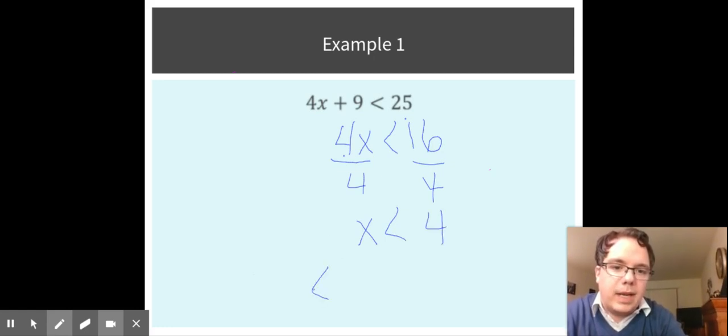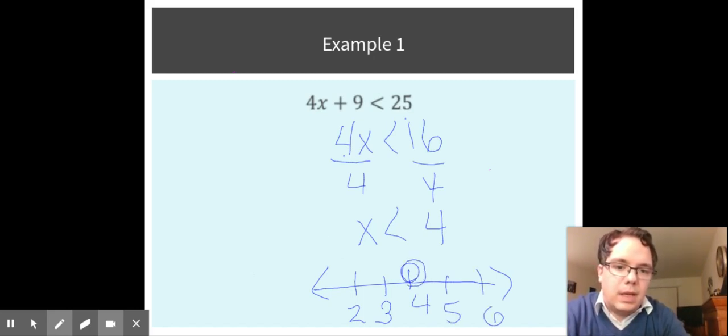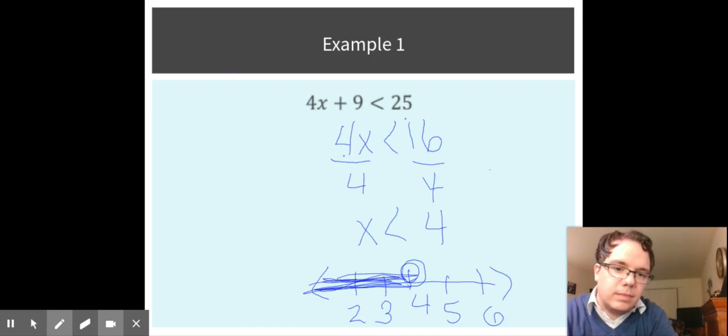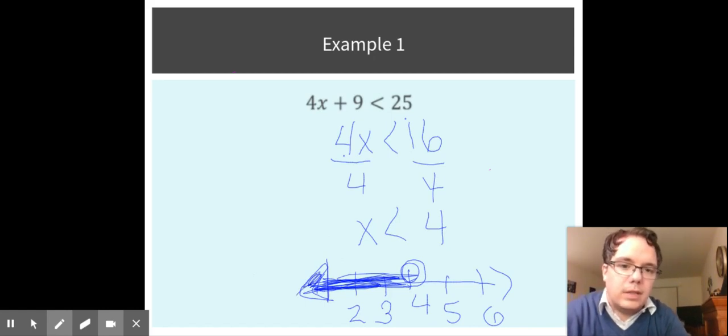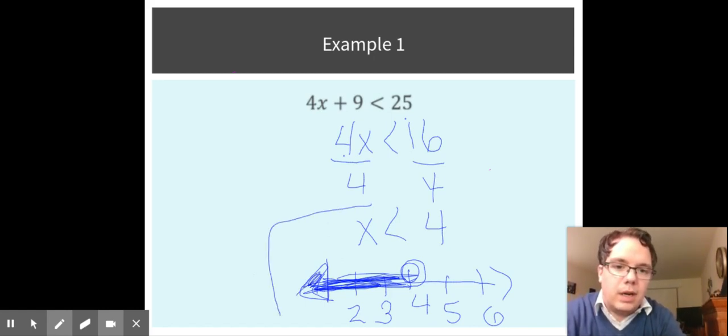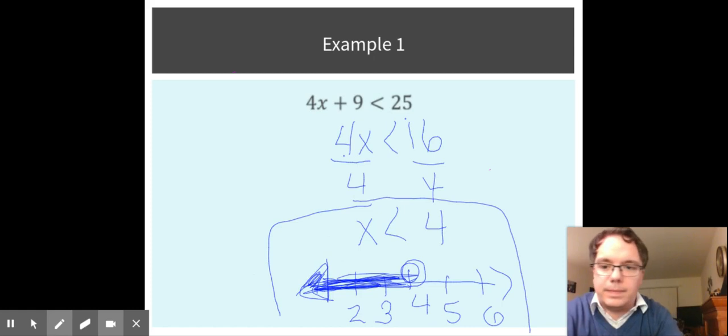And then when I graph my answer, since we have a less than, I'm going to put an open dot. Is 2 less than 4? Yes, it is. Is 6 less than 4? No, it's not. So it looks like I'm going to shade to the left. And again, try to put a nice arrow on there. All right, so here is our inequality answer.